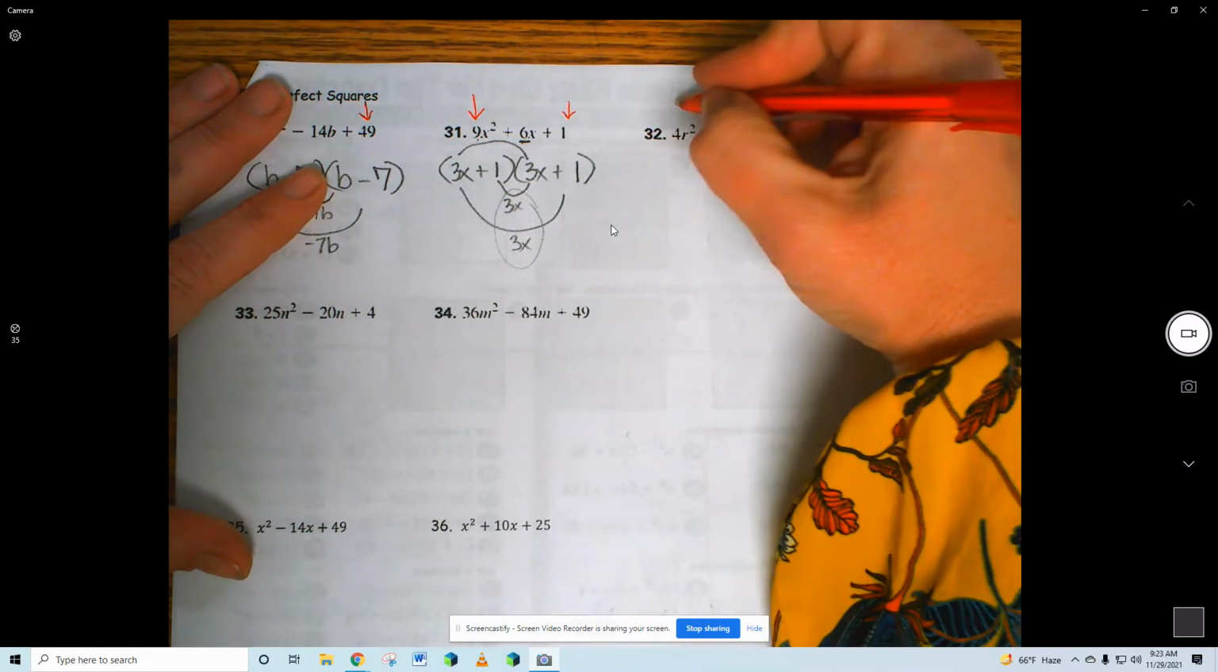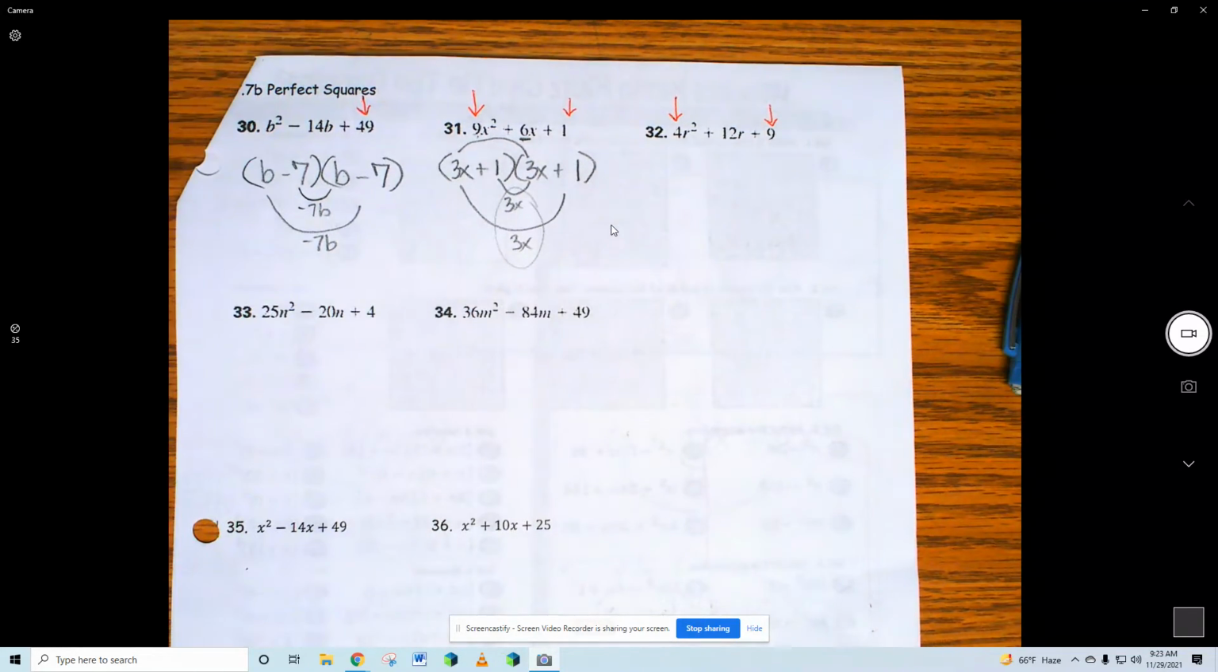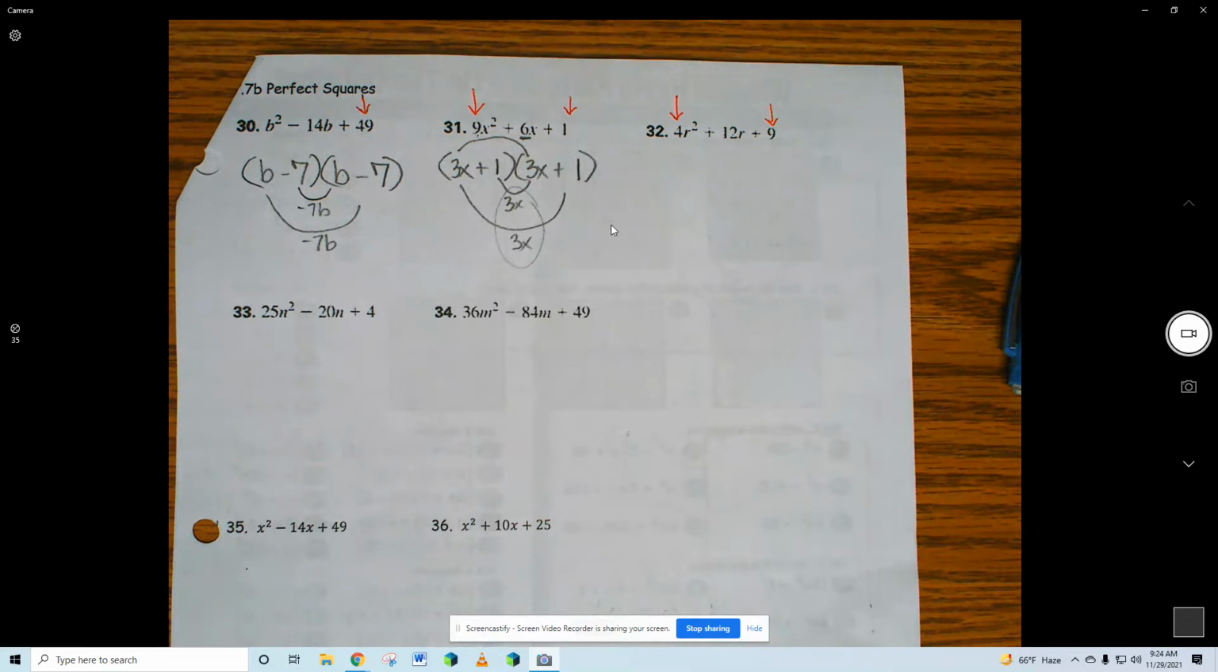Are there any questions so far, guys? So you can only use perfect squares. You can't use 4 times 1. You have to use on number 32, 2 times 2. And then you have to use for 9, 3 times 3.